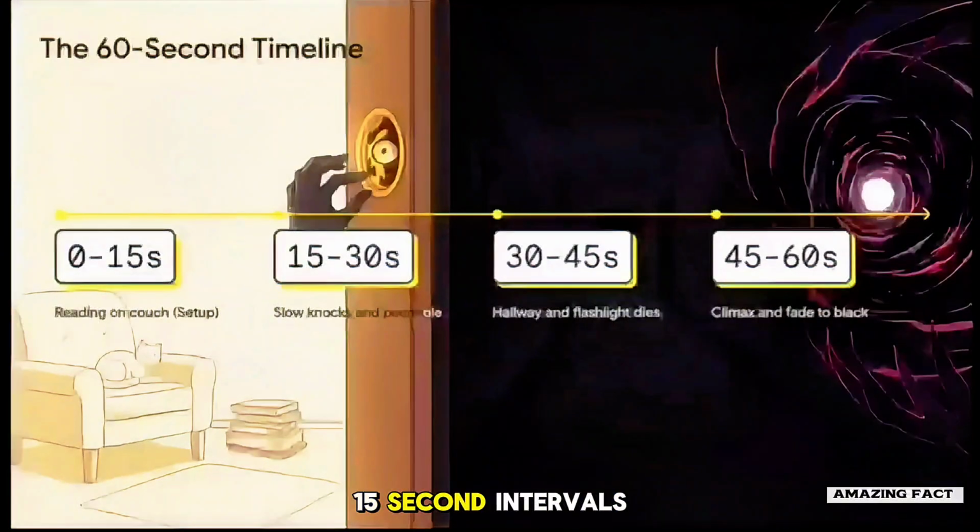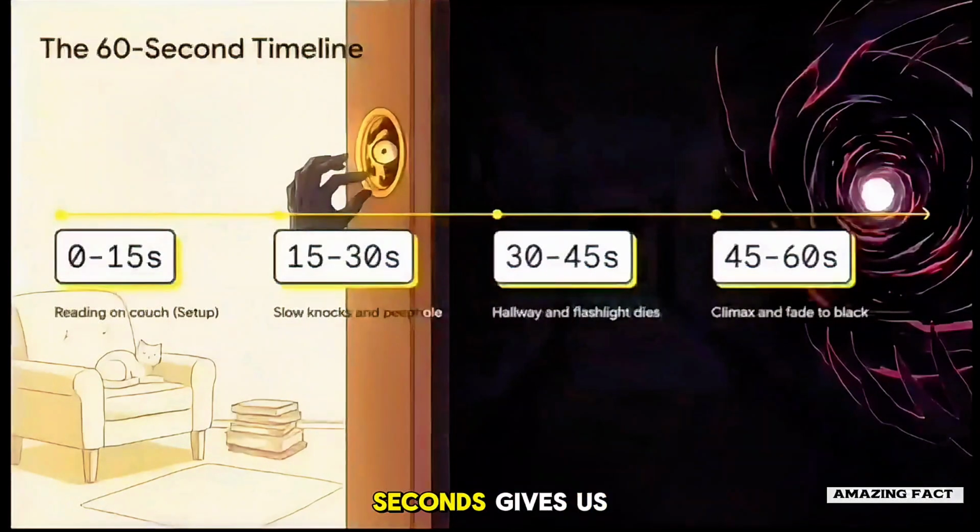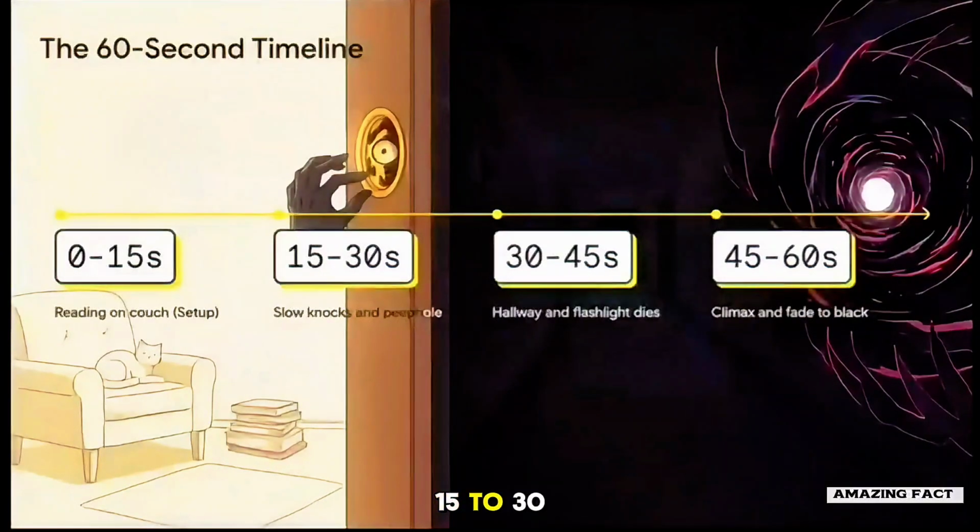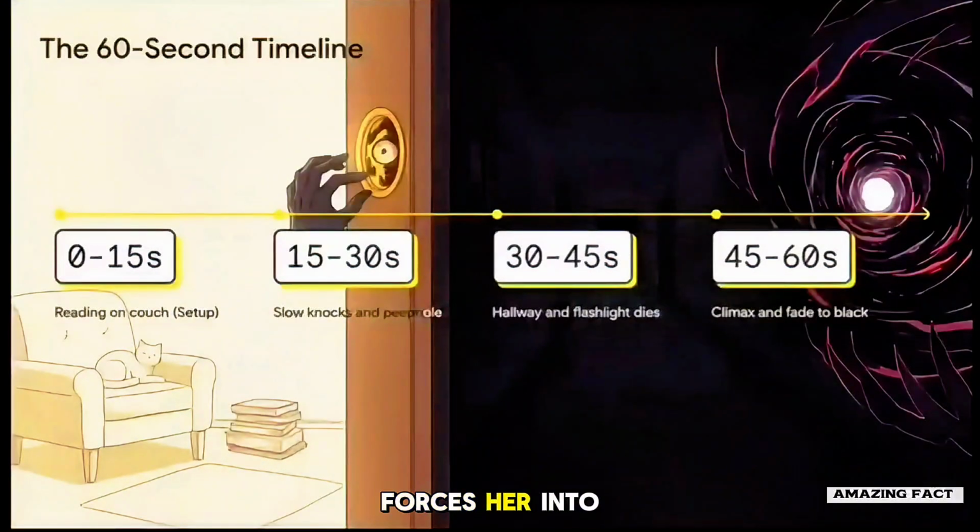Check out these 15-second intervals. 0 to 15 seconds gives us the setup. Our protagonist is simply reading on the couch. 15 to 30 seconds introduces the anomaly, those slow knocks and the trip to the peephole. 30 to 45 seconds forces her into a super vulnerable position in the dark hallway where the flashlight dies. And those final 15 seconds? The climax and the abrupt fade to black. It's just a perfectly symmetrical escalation of terror.